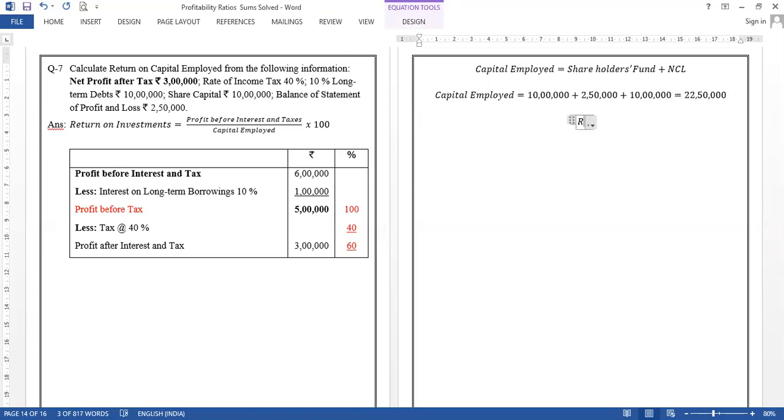Now I can calculate return on investments, return on capital employed. So let us calculate this. The formula for return on capital employed is profit before interest and taxes upon capital employed into 100. The values: profit before interest and taxes is rupees 6 lakh, to be divided by the capital employed amounting to rupees 22 lakh 50,000, into 100. So let us calculate the answer now. 6 lakh divided by 22 lakh 50,000 into 100. So this gives me 26.66%. Okay, so we are done with this sum as well.